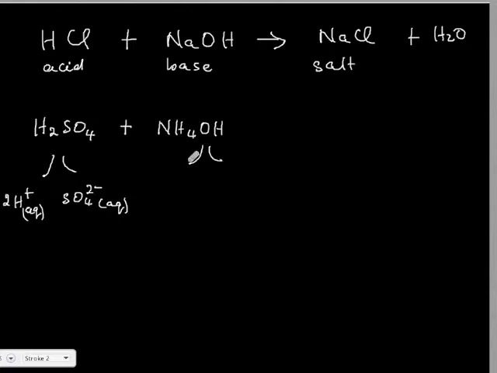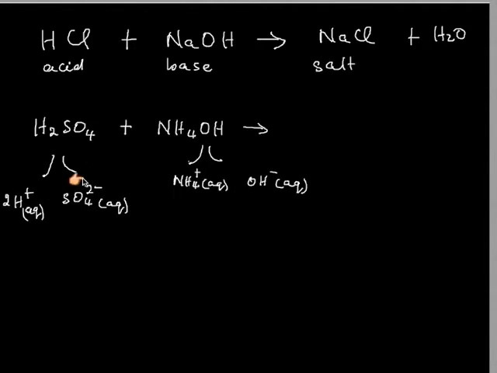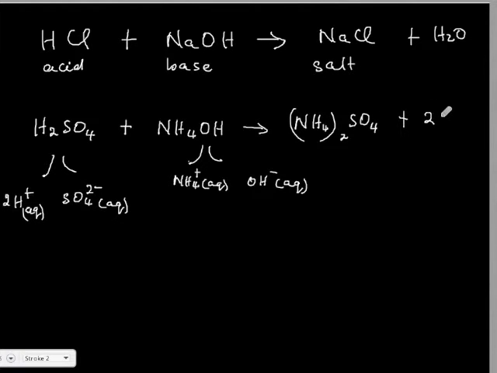And similarly, we learned that ammonium compounds are soluble, so in water ammonium ions and hydroxide ions will be freely floating around in an aqueous environment. So what can happen, much like the ionic reaction, is we can combine the ammonium and sulfate, which is the salt, and the hydroxide and hydrogen will combine to form water. So our product is going to be ammonium sulfate and water.